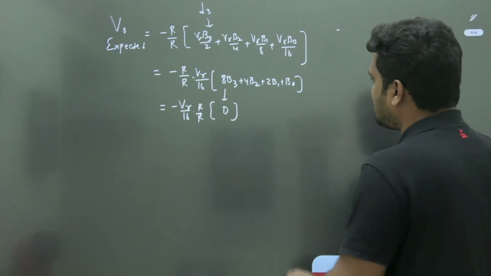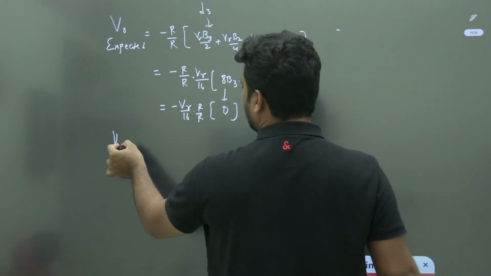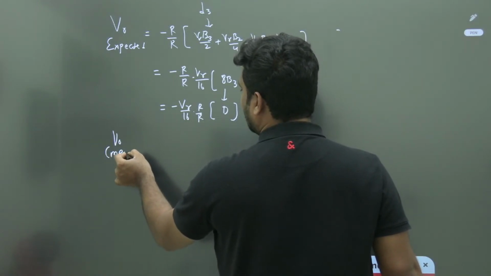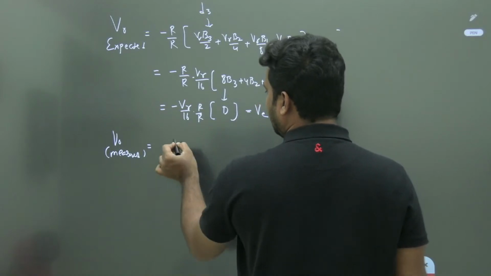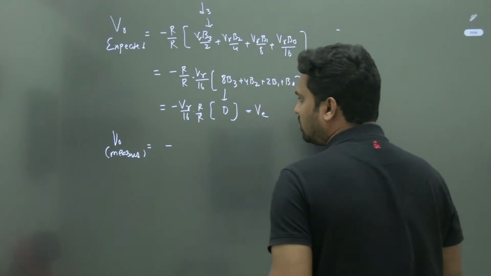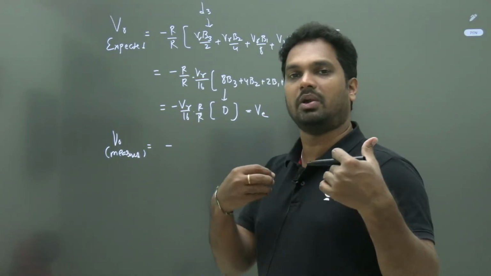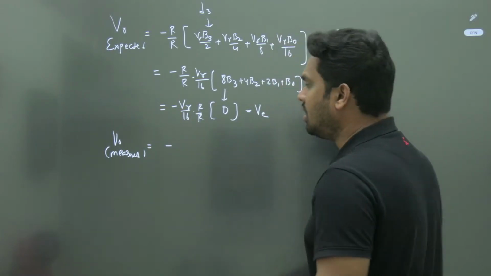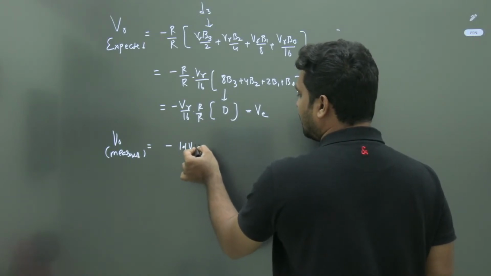Now this is expected V naught, but what is your V naught measured? What you get measured can be here: the 5 volts that you expect will have plus or minus 10% tolerance. Let me take first plus 10% tolerance. So VR expected that you got is 1.1 VR.